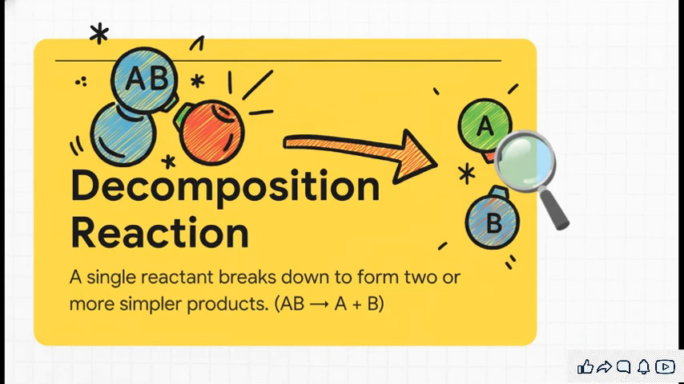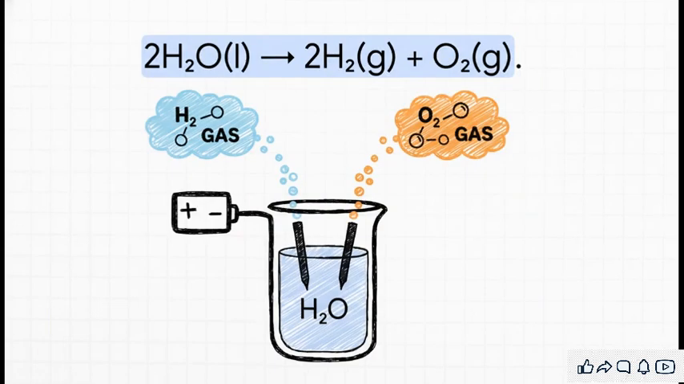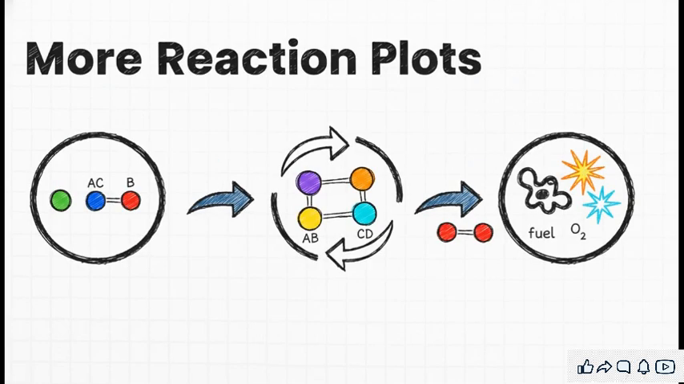Now, the total opposite of synthesis is decomposition. This is the breakup story. You start with one complex compound, and something causes it to break down into 2 or more simpler pieces, so AB becomes A and B. And a perfect example of this is when you run electricity through water. That one compound, H2O, decomposes and splits apart into 2 much simpler substances, hydrogen gas and oxygen gas. The other 3 genres are just as easy to spot.